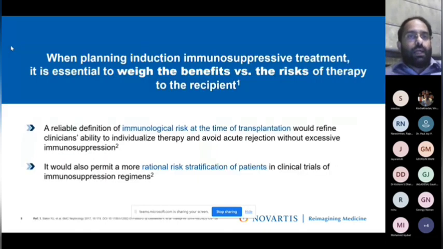Now, when you plan induction immunosuppressive therapy, it is quite essential to weigh the benefits versus the risk of therapy to the recipient. And for this, you need to know the immunological risk at the time of transplantation. And this helps the clinician to individualize the therapy as well as avoid acute rejection without excessive immunosuppression, and also permit a more rational risk stratification of patients in various clinical trials of immunosuppressive regimens.